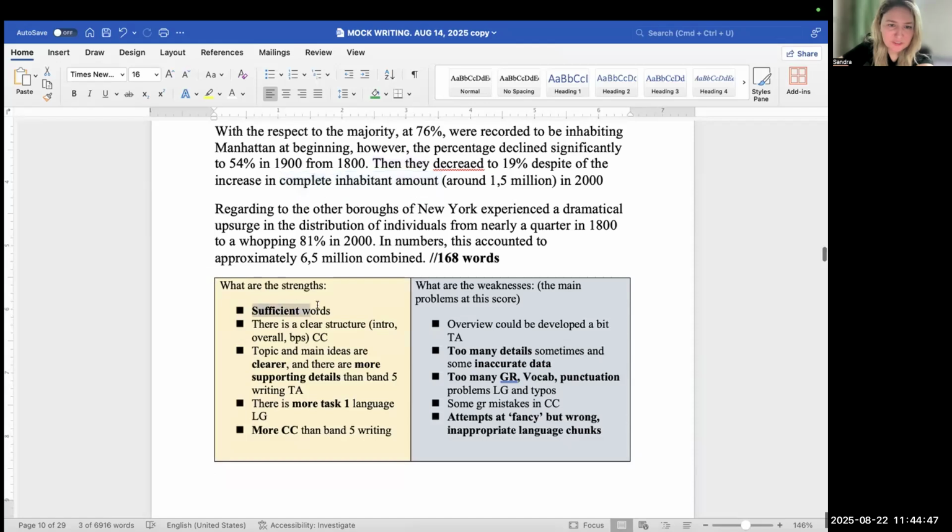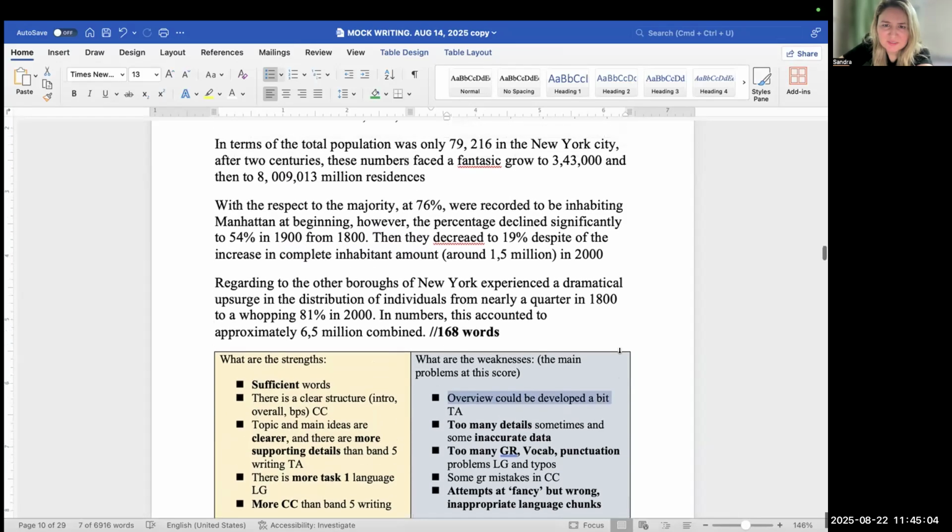So what's good? Sufficient words, yes. Still good structure. A little bit clearer, a little bit more than the previous one. More language and more succinct, definitely. So in that way, this is better. But the overview could be improved, could be made clear, developed. Too many details, sometimes inaccurate.